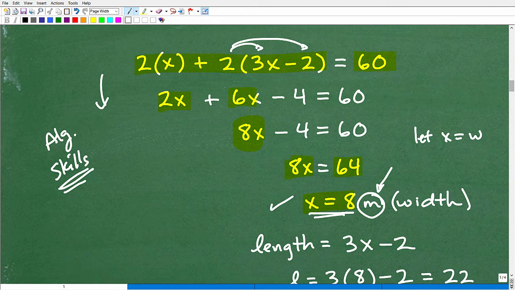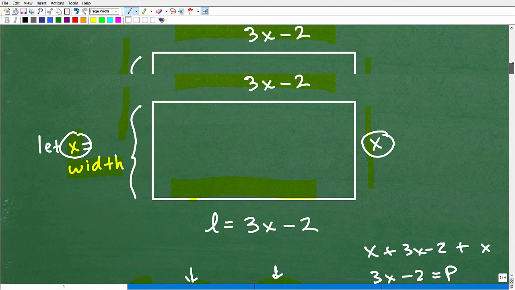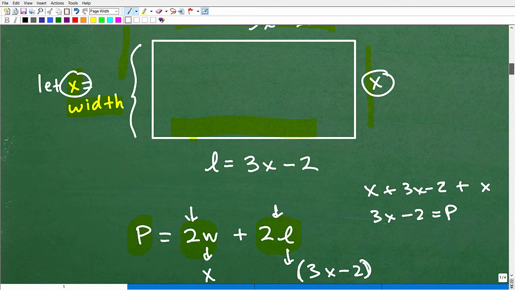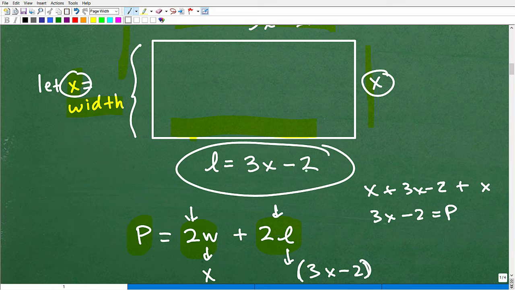No. What do we want? Let's go back and reread the problem. We want the length and the width. So far we just have the width. That's 8. Now we need to go get the length.